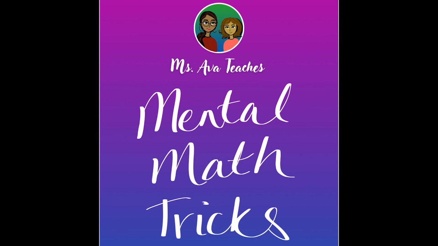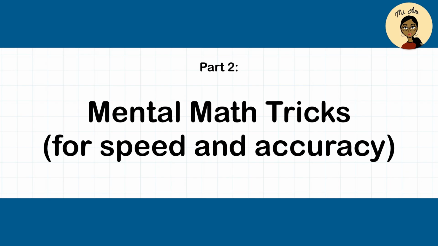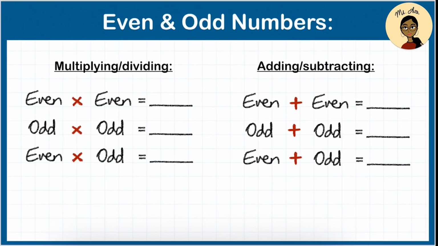Okay, so let's get started. These are really quick ways for me to identify when something is wrong. Not necessarily that it's right, but just that it is wrong, that someone did something wrong or that I did something wrong. And that has to do with even and odd numbers.